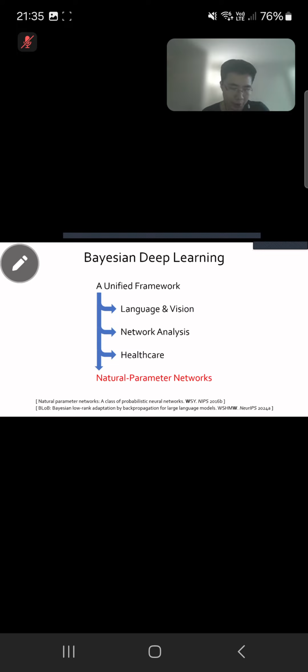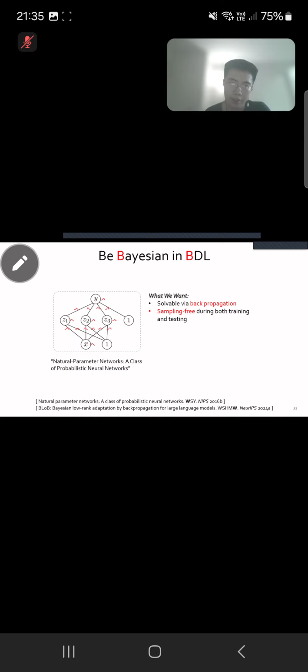And in order to have this efficient treatment, we're going to discuss later an efficient, lightweight Bayesian treatment for general neural networks. And for it to be efficient, what we want is that the solution needs to be compatible with backpropagation, and it also needs to be sampling free during both training and testing, since sampling is typically inefficient. Last but not least, we want it to be intuitive and easy to implement.